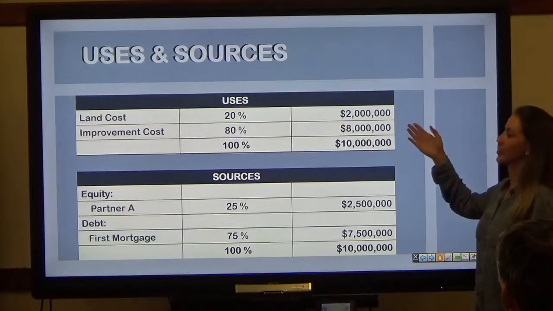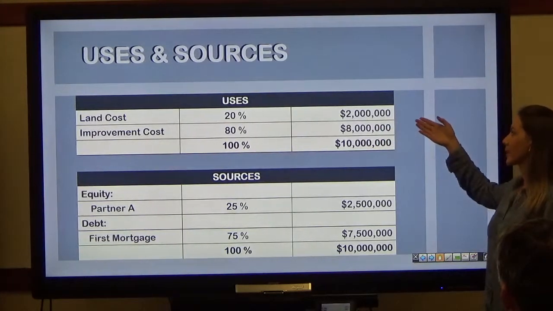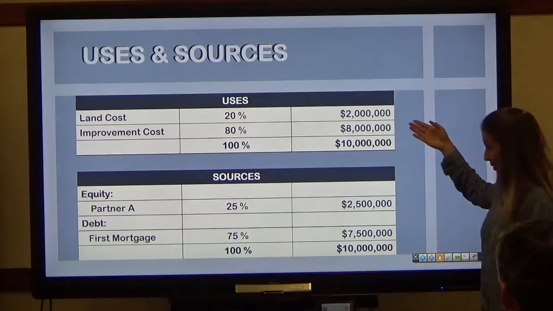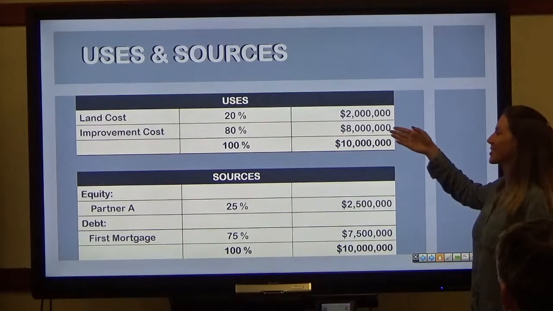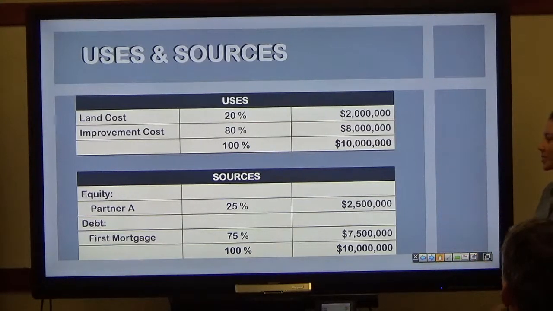So the uses and sources: the land cost, 20%, was 2 million. The improvement cost is 80%, 8 million, for a total of 10 million. Partner A used 25%, 2.5 million. The first mortgage was 7,500,000, and the total again 10 million.